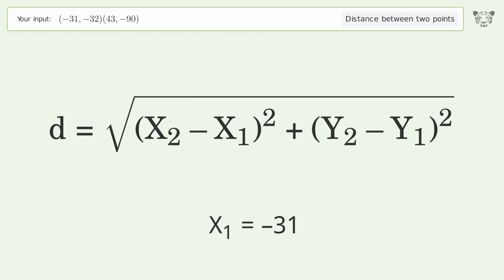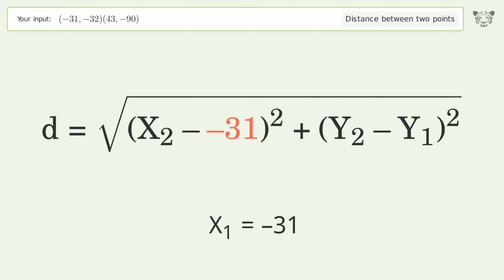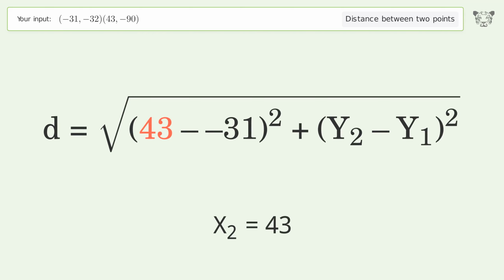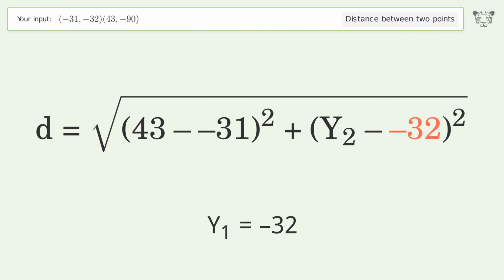x1 equals -31. x2 equals 43. y1 equals -32. y2 equals -90.